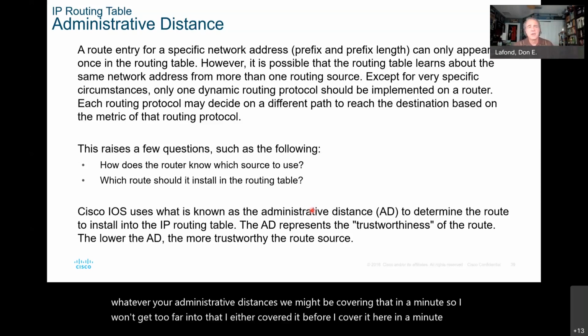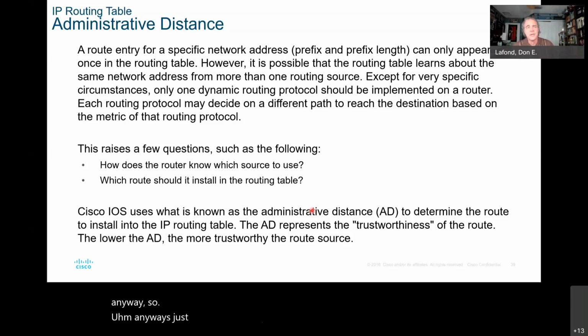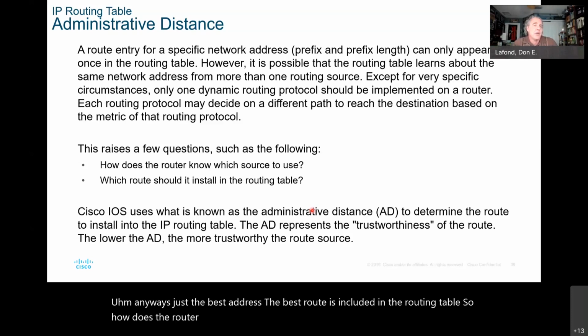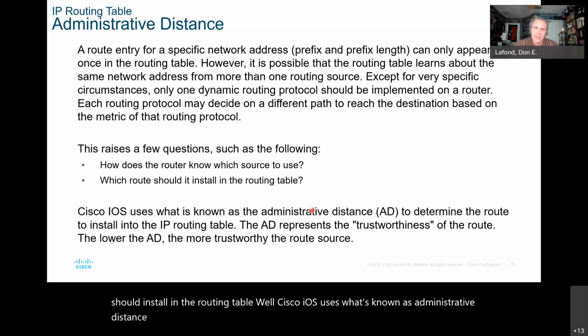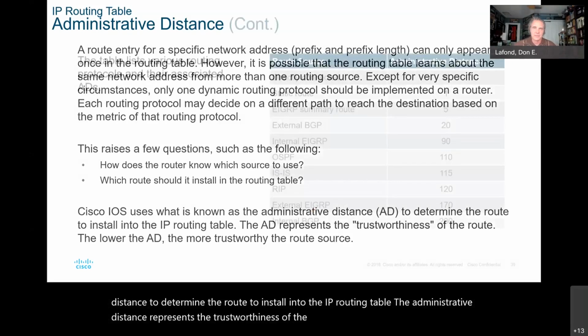So how does the router know which source to use? Which route should it install in the routing table? Well, Cisco IOS uses what's known as administrative distance to determine the route to install into the IP routing table. The administrative distance represents the trustworthiness of the route. The lower the administrative distance, the more trustworthy the route source is.